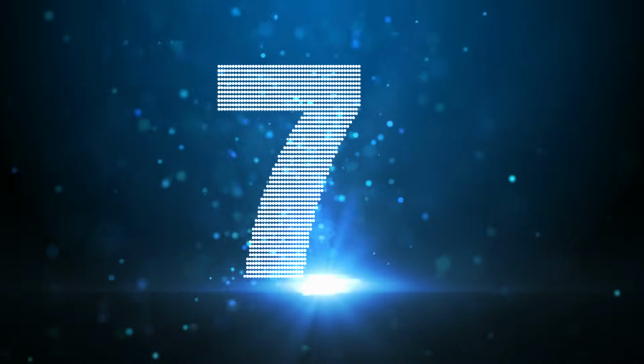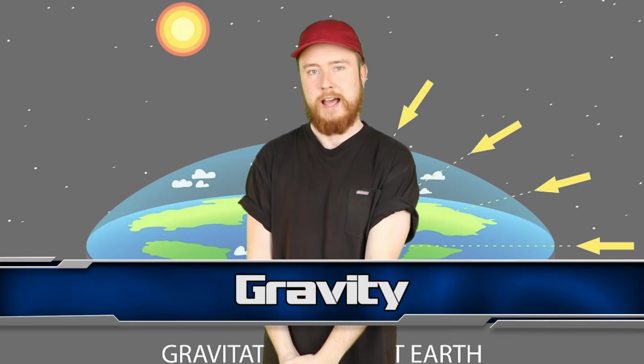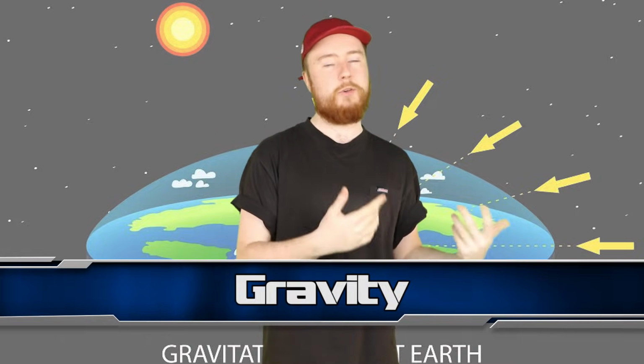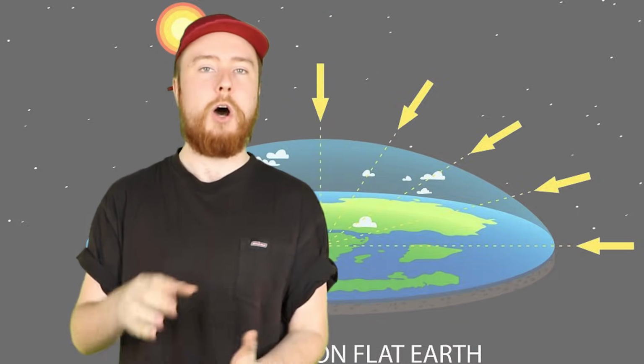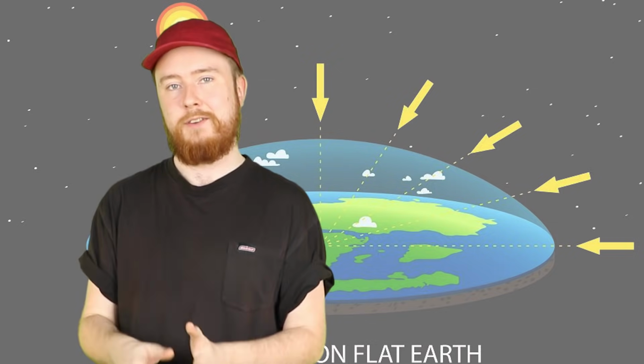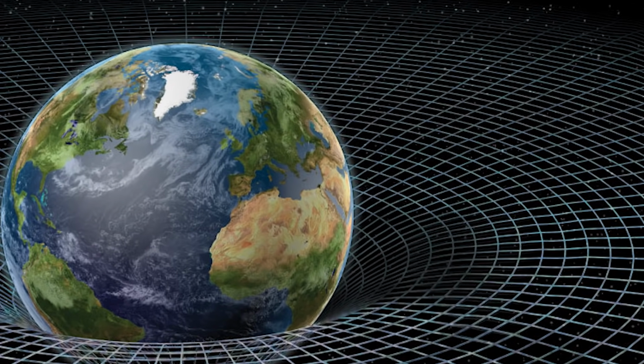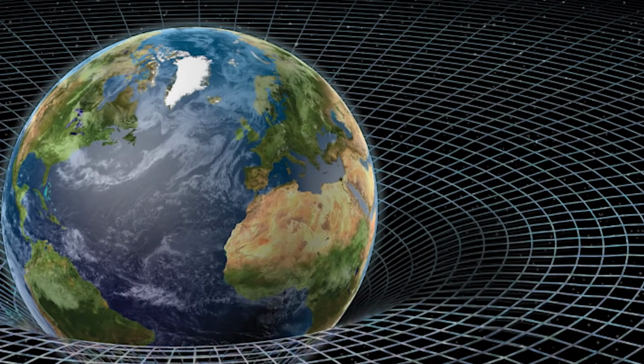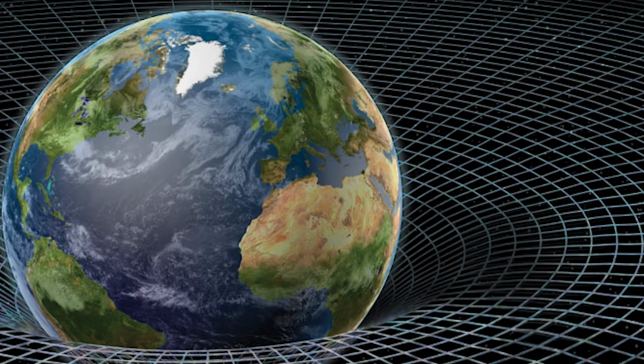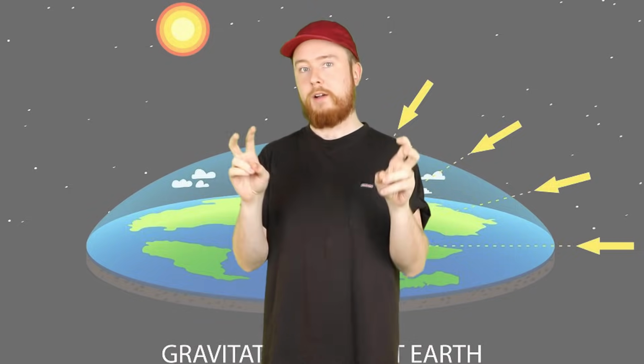Alright, at number 7 now we have gravity. If you want to believe the earth is flat, you basically have to throw gravity out the window as we know it. Gravity pulls an object towards another object's center of mass. On a sphere such as the earth, the center of mass is at the very center. This means that gravity is consistent no matter where you stand on earth. It's the simple answer to why things don't fall off the bottom of the earth.